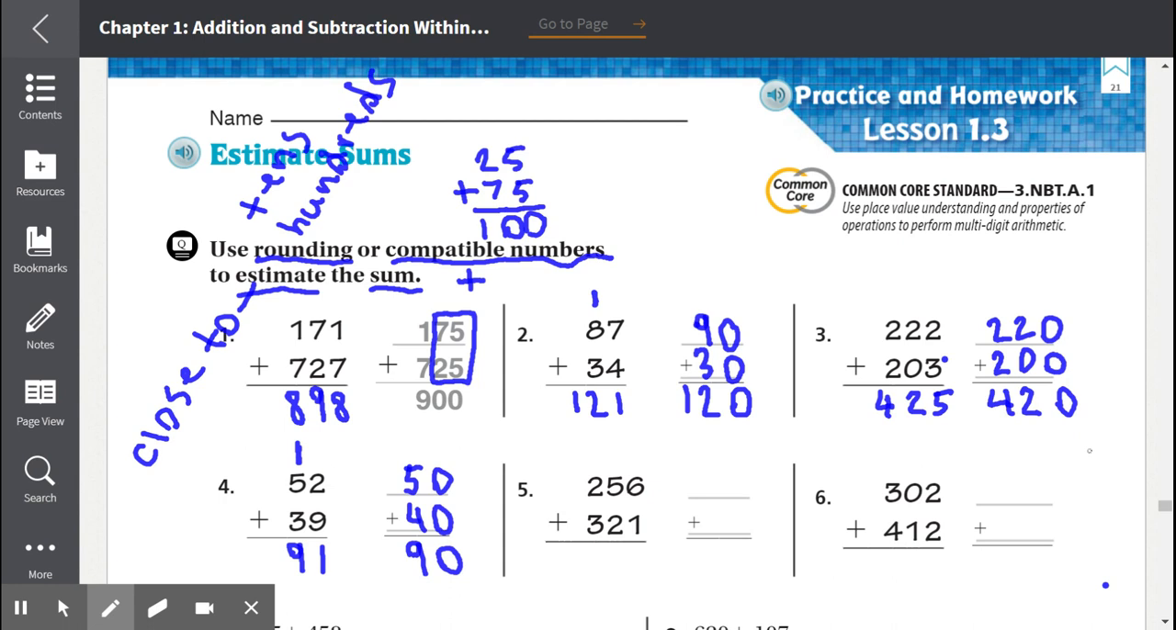Number 5, 256 plus 321. So 256 is between 250 and 260, but it's closest to 260. 321 is between 320 and 330, but it's closest to 320. When we add it together, 0 plus 0 equals 0, 6 plus 2 equals 8, 2 plus 3 equals 5.